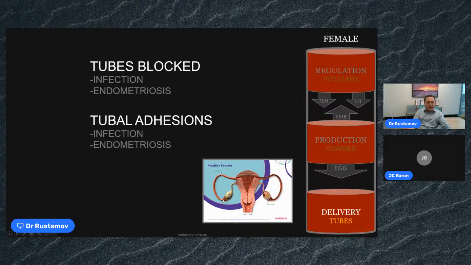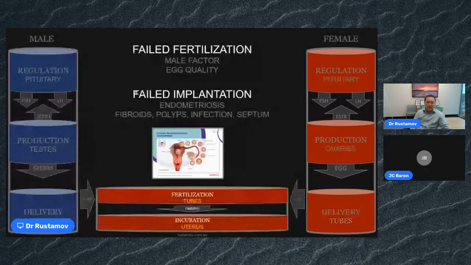Blocked tubes, of course, as the name suggests, the tube can be completely blocked or partially blocked, on one tube or both tubes, where sperm cannot travel to this part or the egg cannot travel to this part of the tube. The tubal problem can also be caused by tubal adhesions, where the tube is stuck because of adhesions, scar tissue, and cannot freely move and capture the egg for fertilization. Both of these problems, tubal blockage and tubal adhesions, are usually caused by infection, usually chlamydia, and may be caused by other infections or endometriosis.